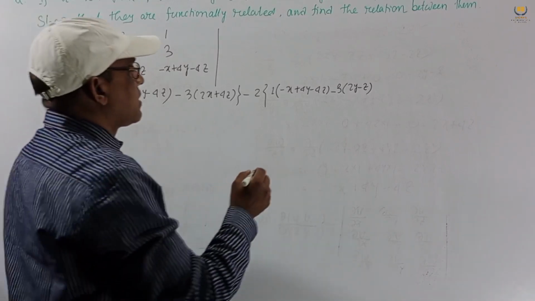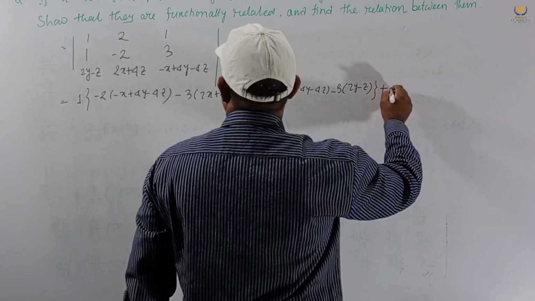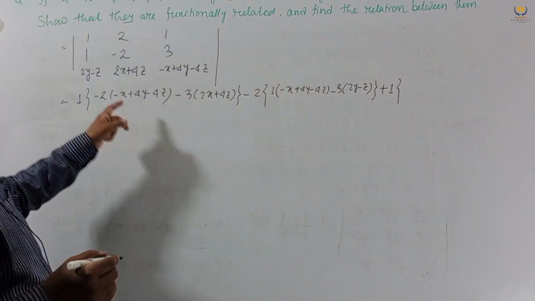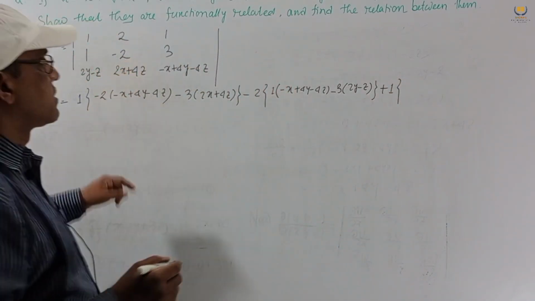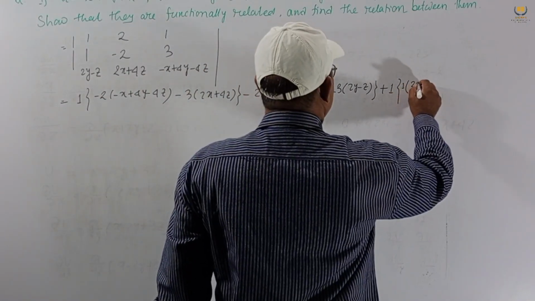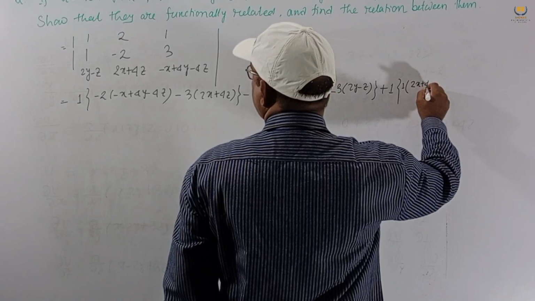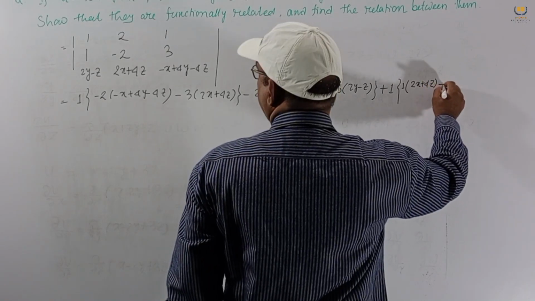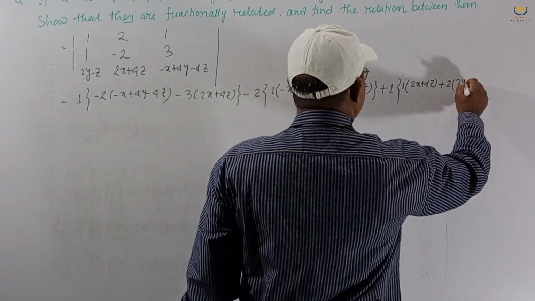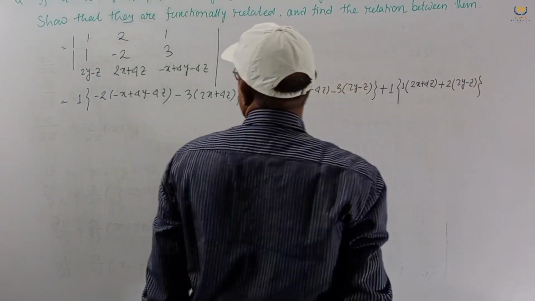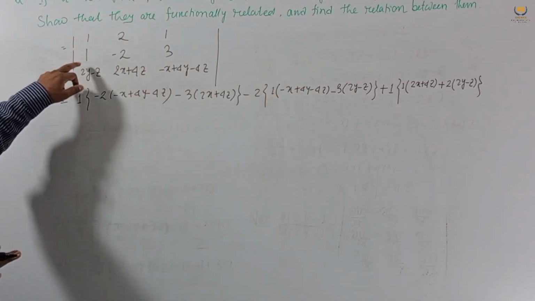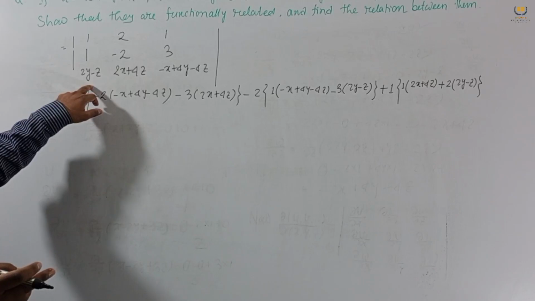And the last one plus 1. Then this row cancels, this column cancels, this into this minus this into this. So 1 into twice x plus 4z, minus minus plus 2 into twice y minus z. This one we get: 1 into this, and minus minus plus 2 into 2y minus z.